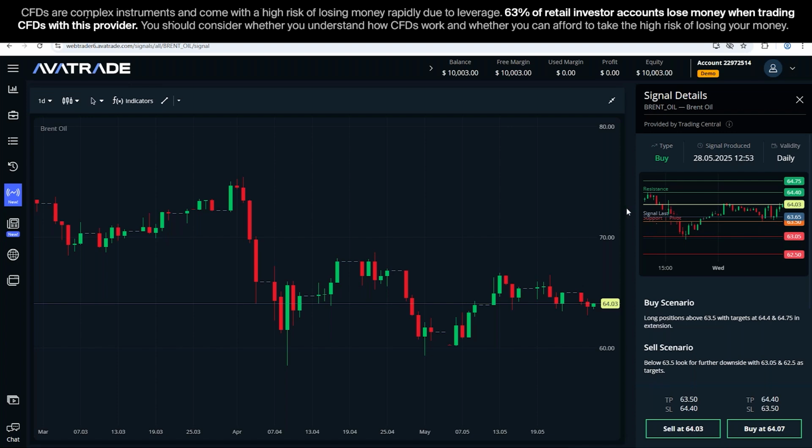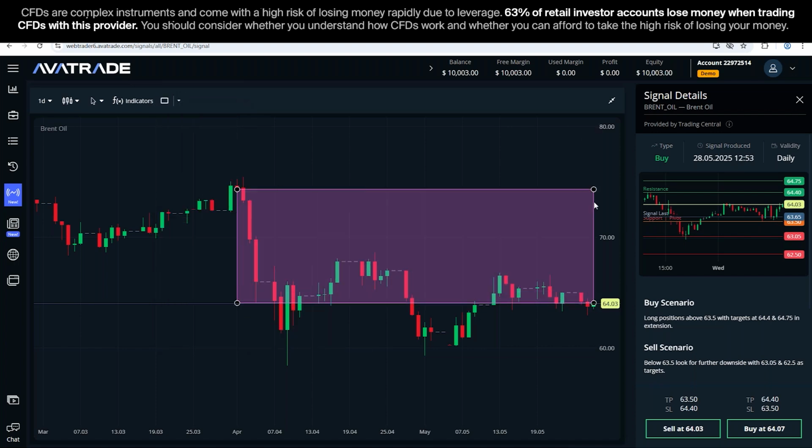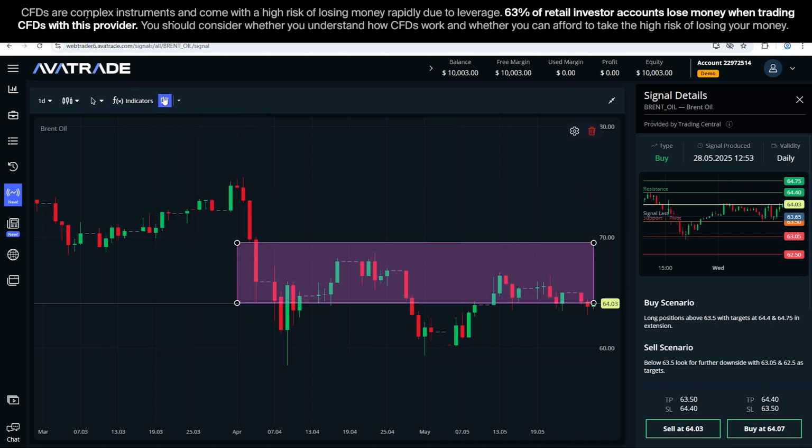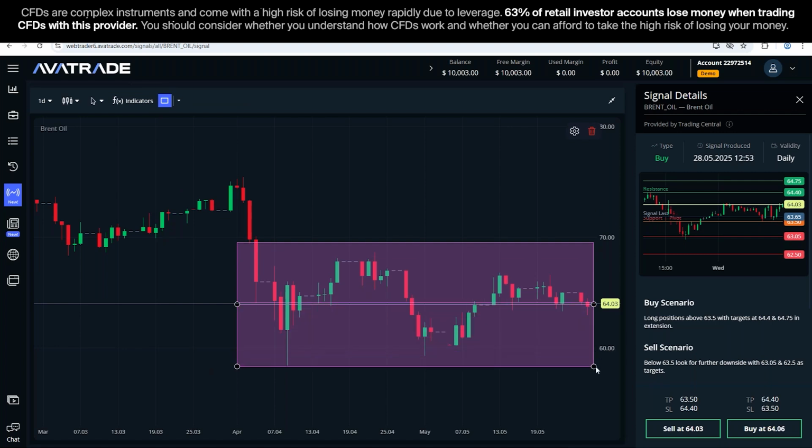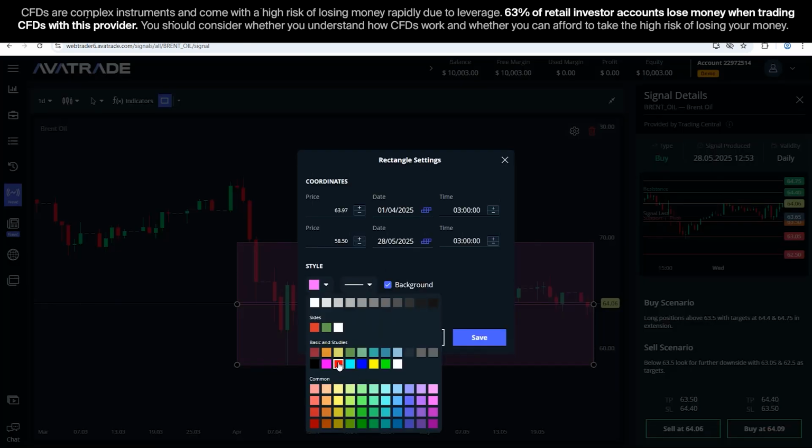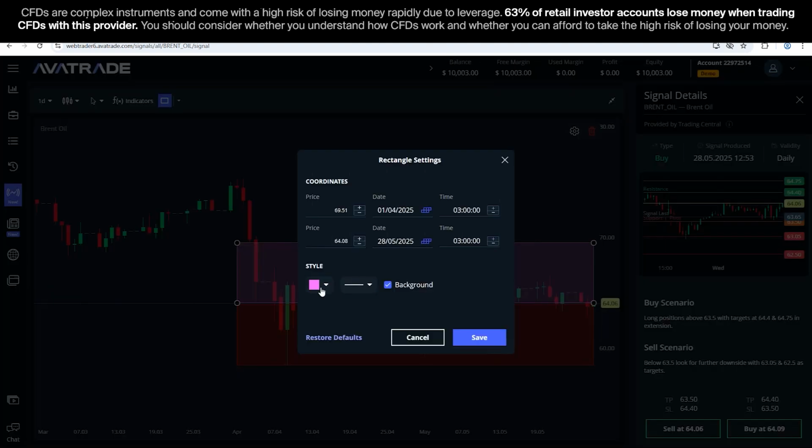And now we see that there are a couple of things here: resistance, support, and signal last. Okay, no problem. But still, we are with a buy. Now, when we are with a buy, our intention is that the value will always increase. The more it increases, the more we're going to make profits. If it decreases, we're going to have losses. Now, if this would have been a sell scenario, this would have been the other way around.